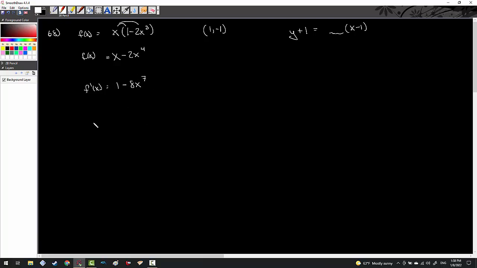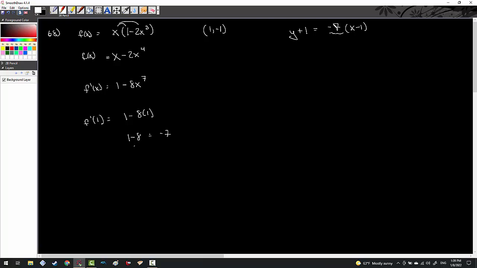But I don't want the slope anywhere. I want the slope at 1. Notice how I'm not going to plug in the negative 1 because there's no corresponding y-coordinate. This would have come into play if we were dealing with implicit differentiation, but we're not. So I'll just plug in my 1. So that's 1 minus 8. So I'm getting negative 7. So negative 7 is my slope.